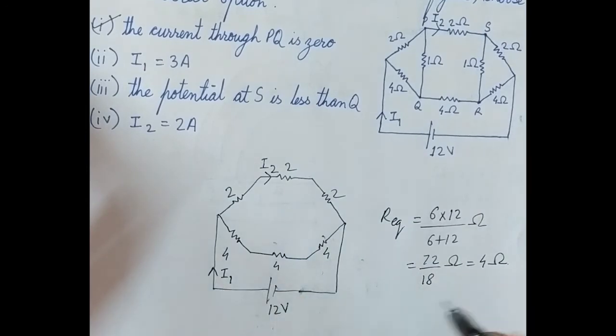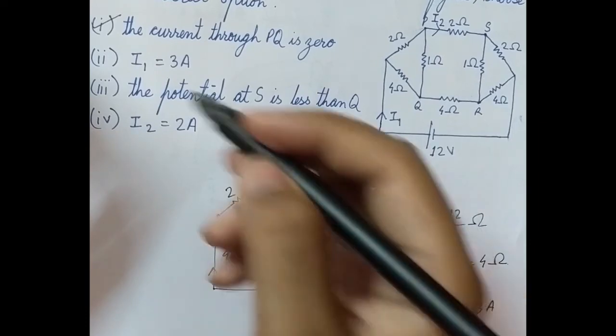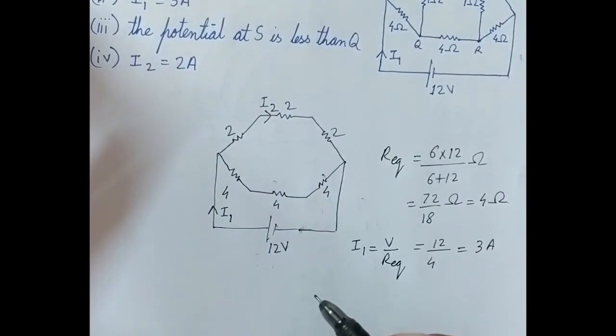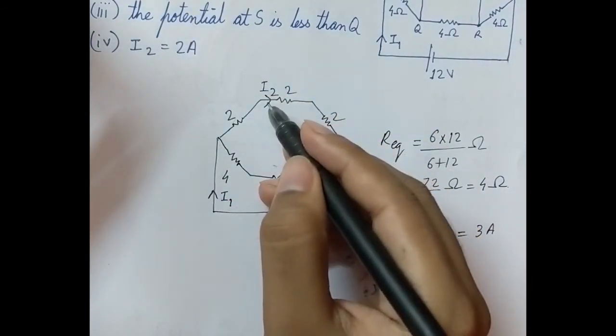We can find the I1 current directly now. I1 is equal to V by R equivalent. V is 12 volts divided by the R equivalent is 4. So that gives me 3 amperes as I1. So my second option is correct as well. Before we go to the third option, let's go to the fourth option. I need to find I2.